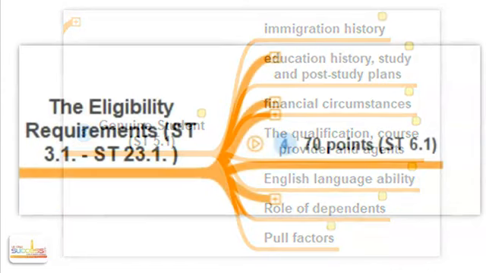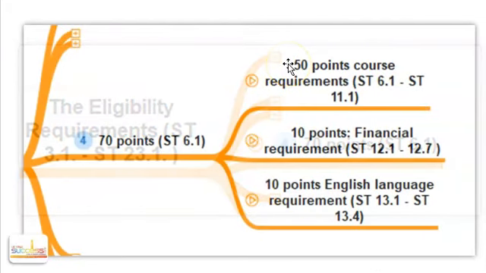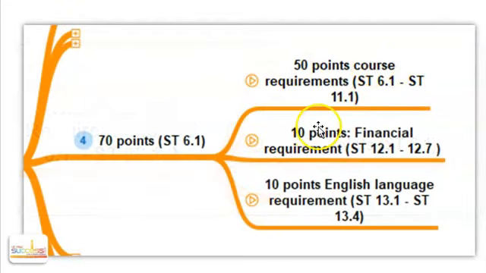Okay, the next one is the 70 points requirements. Every prospective student will need to get 70 points for the application. Despite the mix and match idea behind the UK's new points-based immigration system, prospective students do not have the luxury of choosing, so they have to score 70 points. And their choice is limited to the following. First of all, they will need to score 50 points for the course requirements, and then that's 10 points for the financial requirements and 10 points for the English language requirement. They will need to score all these points in order to succeed in the application.